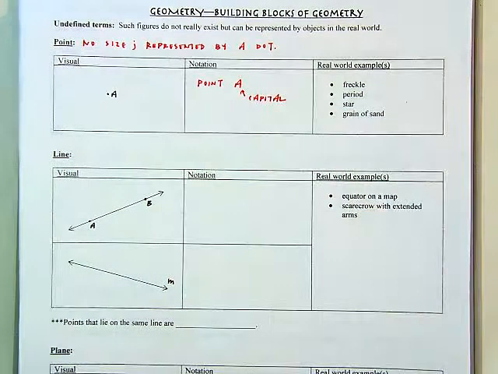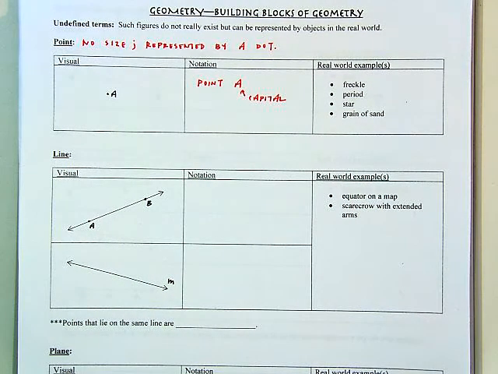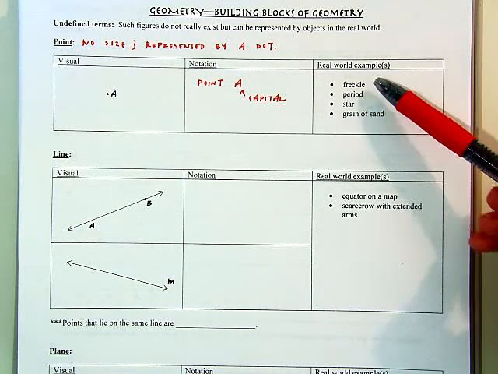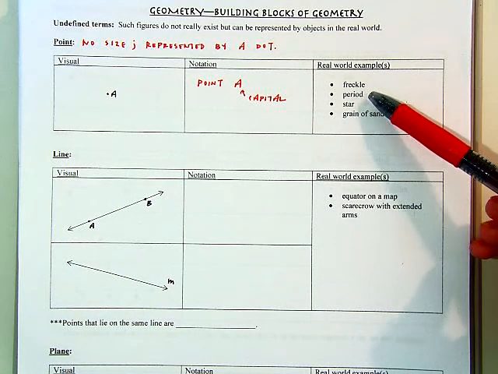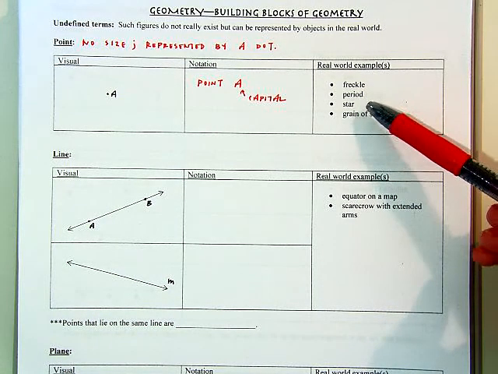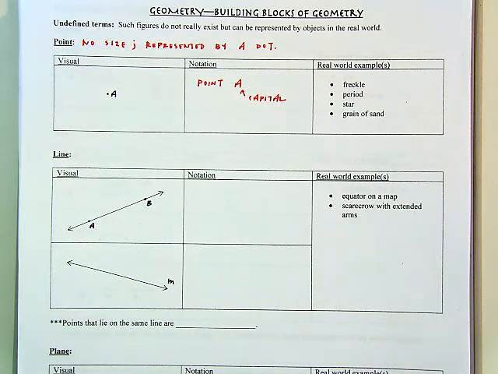Okay, some real world examples. Here I've already written them off to the side for you. We have freckles, a period at the end of the sentence, a star, a grain of sand. I'm sure you can come up with more. We're just trying to visualize the tiniest little fleck you could possibly imagine. That would be a point. So again, points have no size. We represent them with a dot. In notation, we write the word point and we include a capital letter.